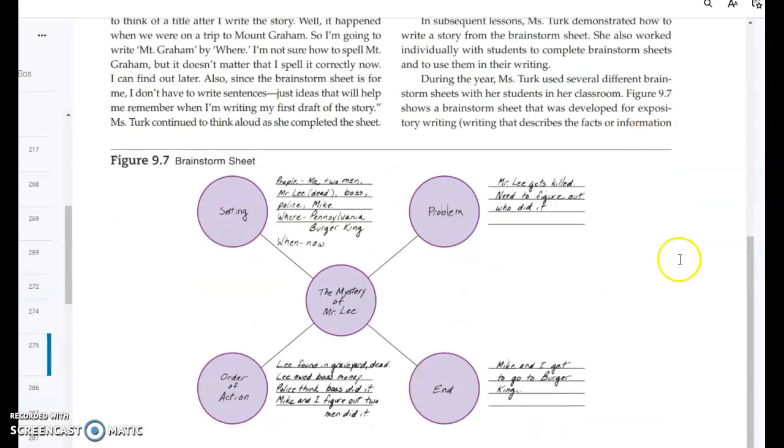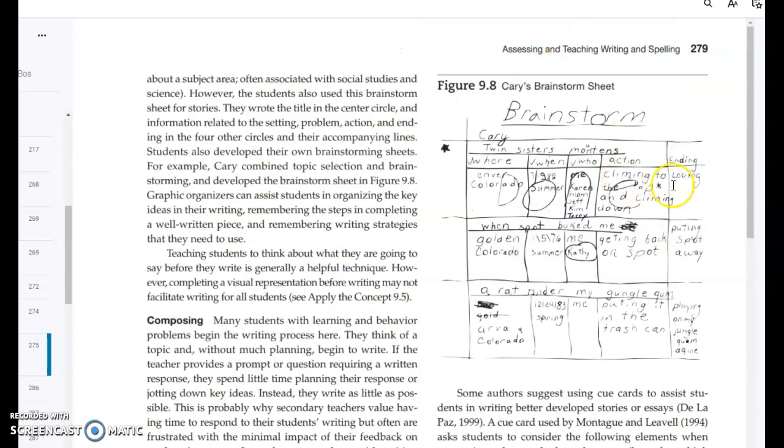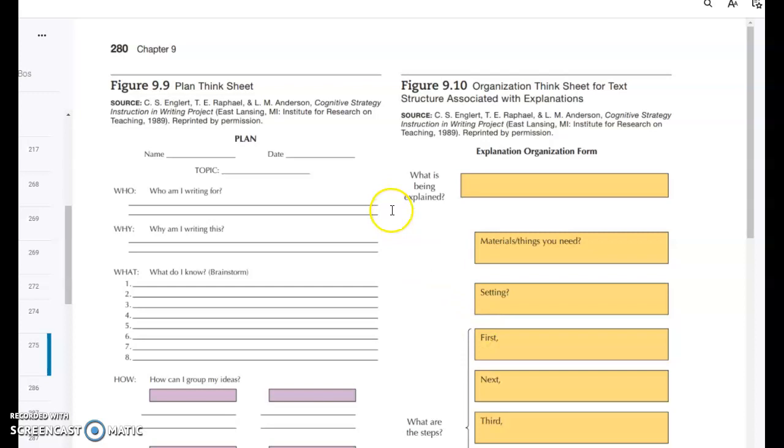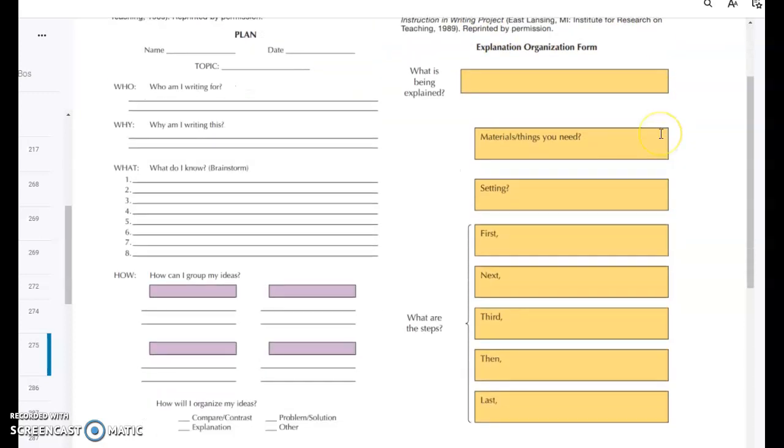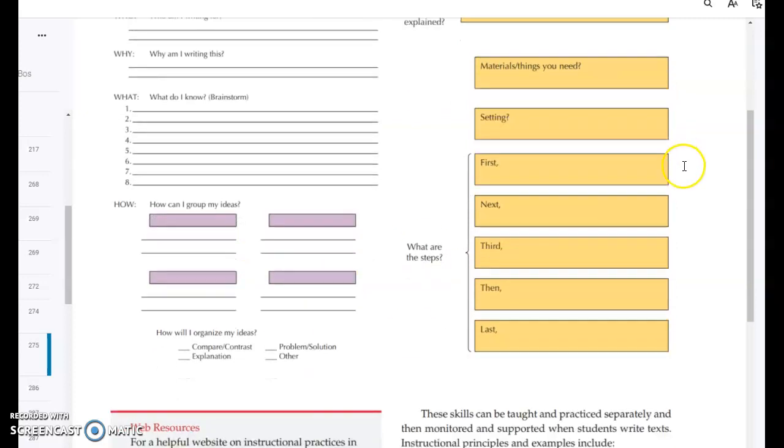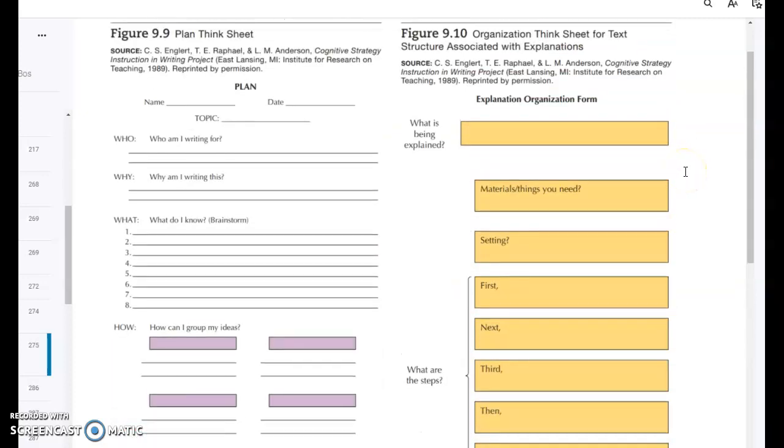So there's a possible brainstorming sheet, right? Here's your topic, here's your setting, your problem, the order of action, and the end. So use some of the things that are provided in your textbook, because I think they could help with some students who are struggling. Here's just another brainstorming sheet. Okay, so keeping those in mind, there's also a plan think sheet, figure 9.9 and figure 9.10, and explanation organization form. So this might be something that could really help your students to be more successful writers.